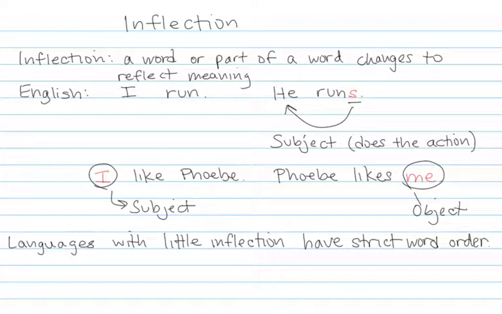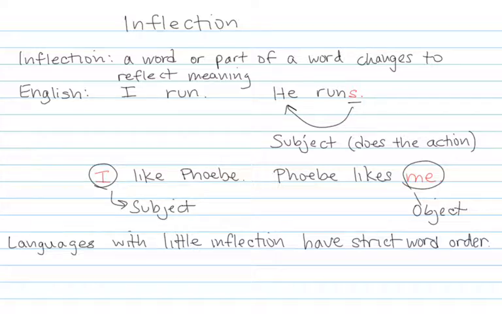Languages like English, which have very little inflection, have very strict word order. In other words, in English, we rely on word order to know what the subject is. It's the thing that comes first, before the verb, and then we rely on word order to know what the object is. It's the thing that comes after the verb.